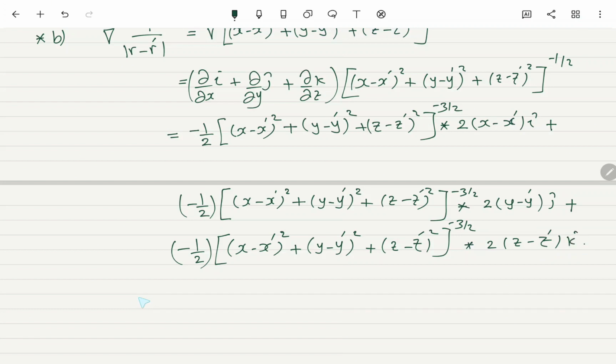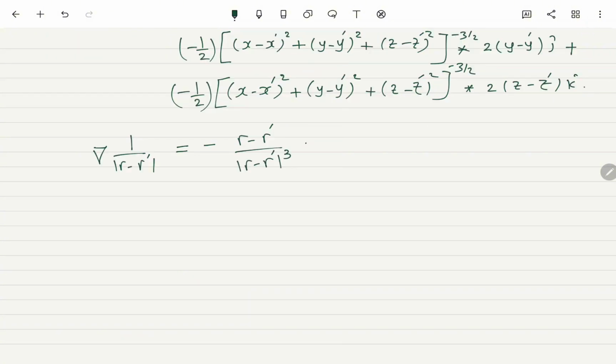Upon simplifying this, gradient of 1 over the magnitude of r minus r prime is equal to minus (r minus r prime) over the magnitude of r minus r prime to the power 3. Again, this is a very important result. It's used very often in electrodynamics.